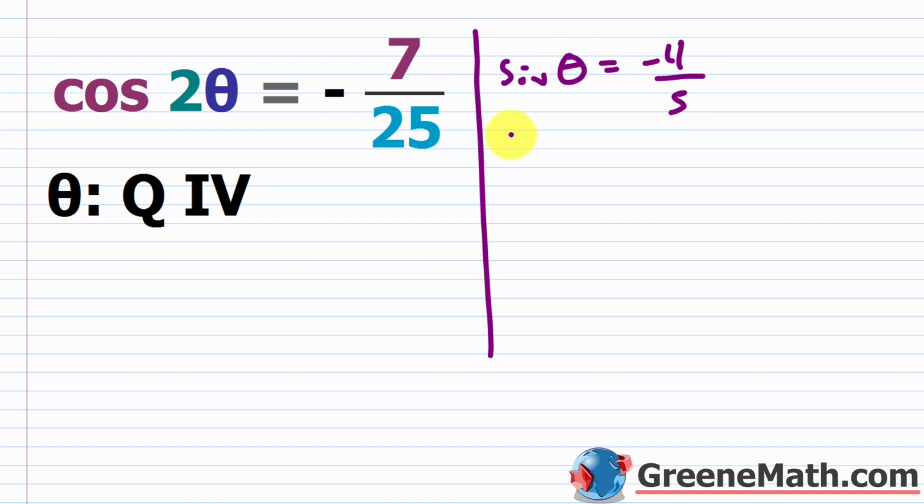All right, so how do we find the cosine of theta and all the rest of them? Well, basically at this point, we can just use our regular identities that we've been working with. I can use the Pythagorean identity to get this one.